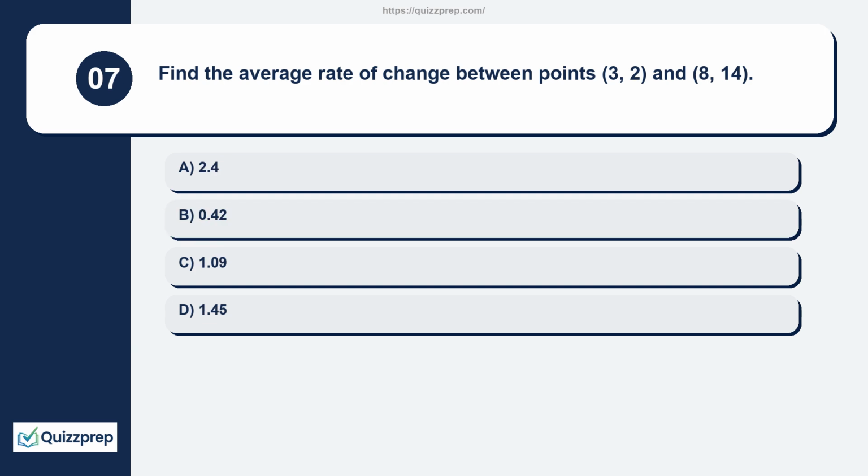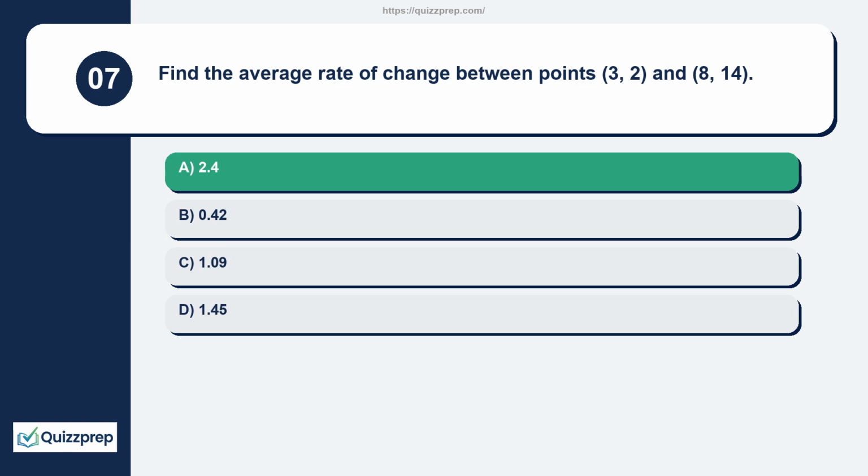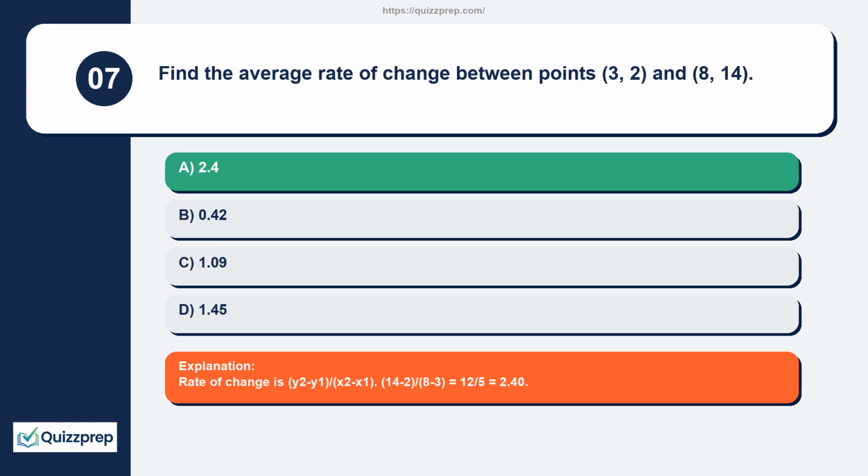Question 7. Find the average rate of change between points (3, 2) and (8, 14). Options: 2.4, 0.42, 1.09, 1.45. Rate of change equals (y2 - y1) / (x2 - x1). 14 minus 2 over 8 minus 3 equals 12/5 equals 2.40.